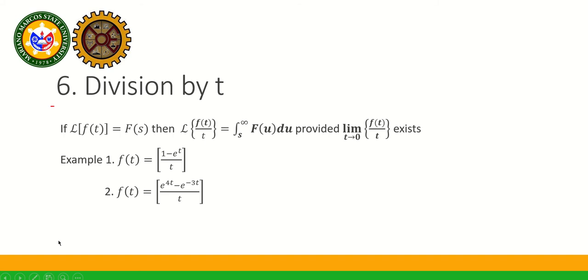Okay, so we are now in the last property of Laplace transformation, which is the division by t. So sa definition natin, if the Laplace of f of t is equal to F of s, then the Laplace of f of t over t is equal to the integral of F of u du, limits from s to infinity, provided that the limit of f of t over t as t approaches 0 exists. Okay?